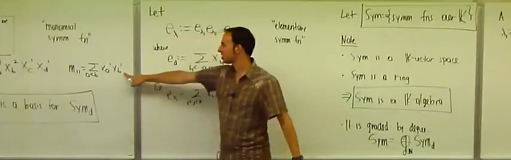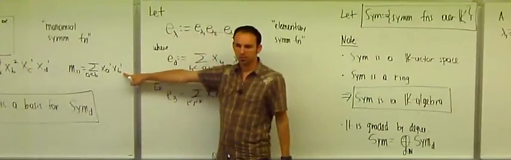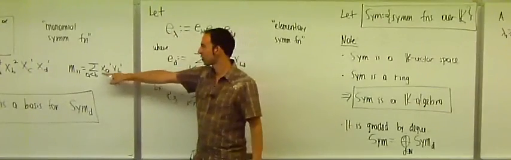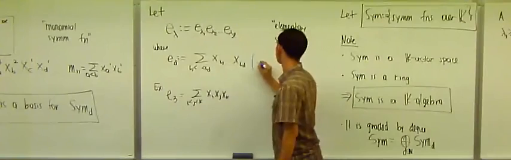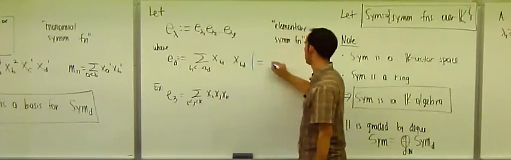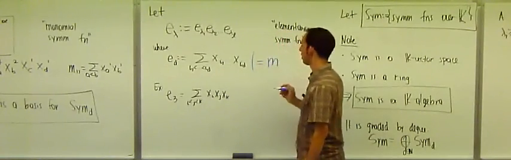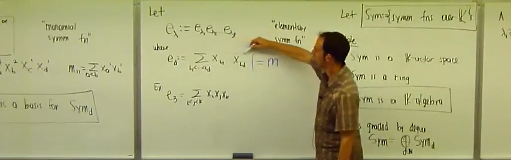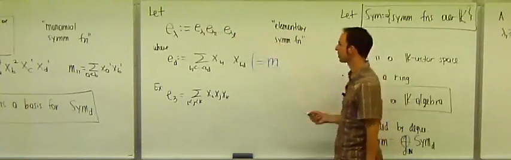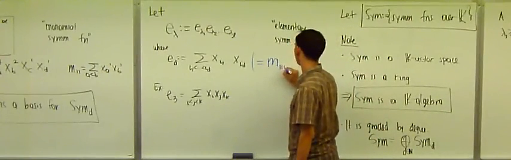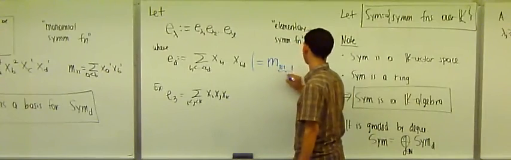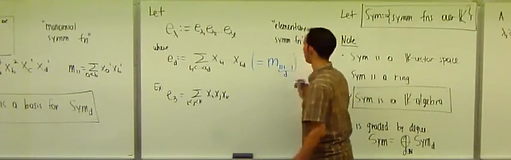For example, this one right here is E2, right? Sum over a less than b of xa xb. And so what is this one? It's M 1, 1, 1, 1, 1, d times. So M 1, 1, 1, 1, 1, d times. Okay?